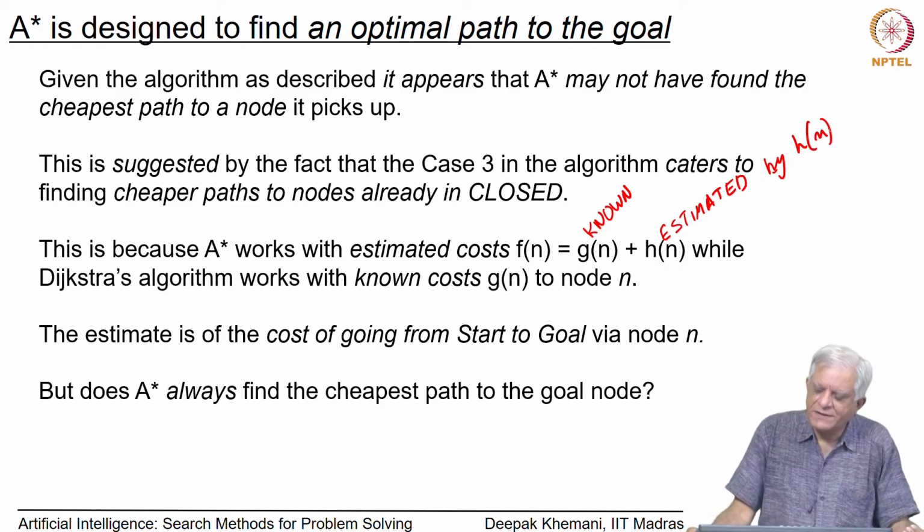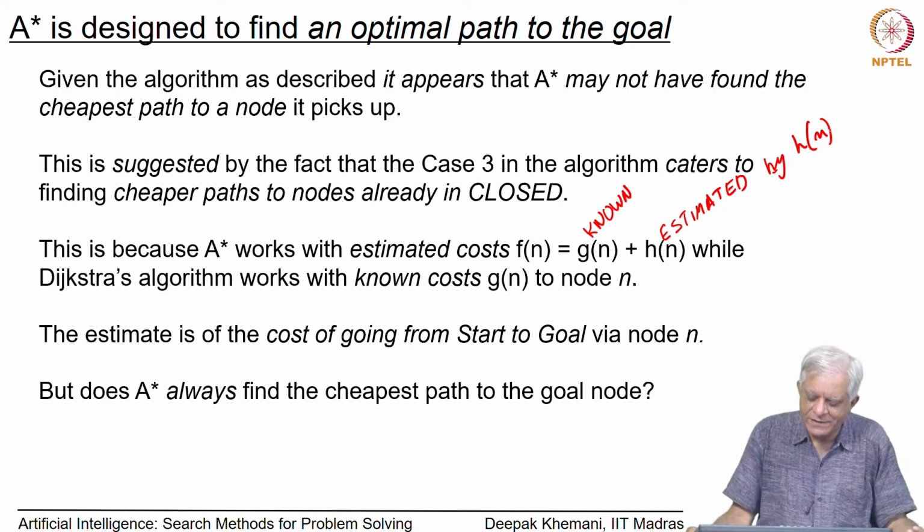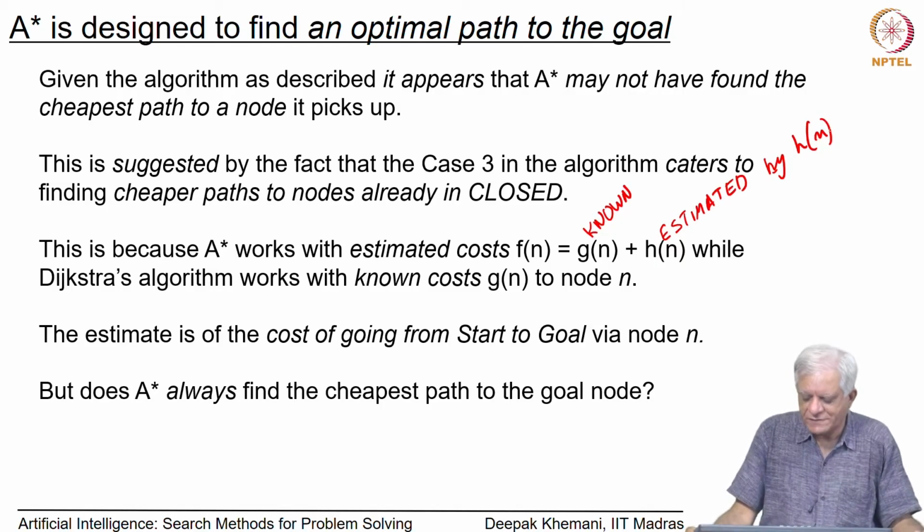Later on, as we move along, we will see that under certain conditions A star can behave like Dijkstra's algorithm, which means that if it has picked a path to a node n and it is about to pick node n from the open list, it would have found an optimal path to that node n. But that will come under conditions that we will state later.